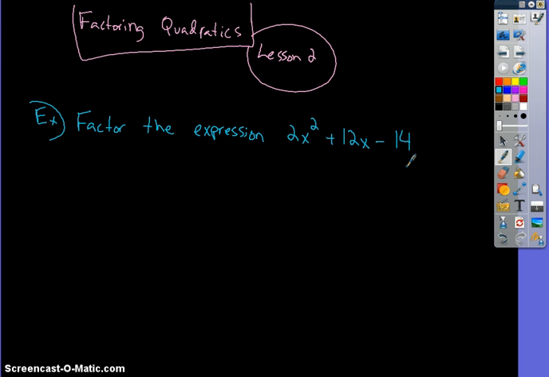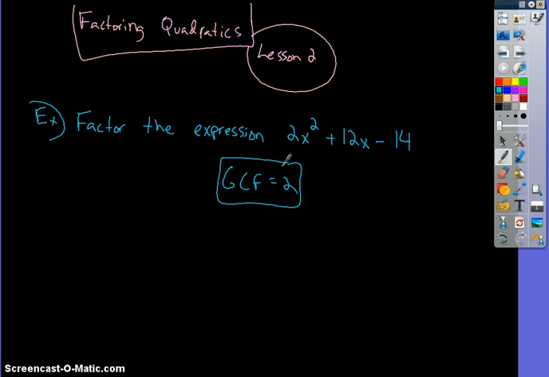The first thing you should always look for, what? Well, yeah, the GCF. So we should look for the GCF first. Is there a GCF between 2x squared, positive 12x, and negative 14? The answer to that is yes. The GCF is 2. So we recognize that, and we should use that fact.